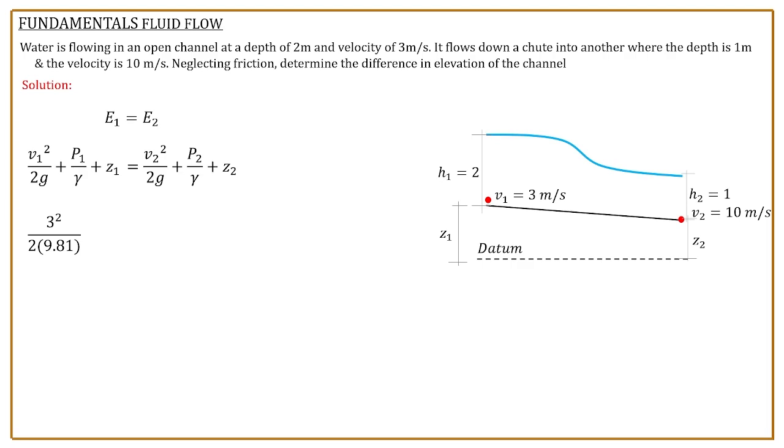Going back to our fluid mechanics, that is gamma H, gamma times 2, that is our H1, over the gamma, plus elevation head Z1 equals 10 squared divided by 2 times 9.81 plus our pressure head gamma times 1 over the gamma plus Z2. The gamma will be cancelled since that is water. Please get the difference of our elevation, so Z1 minus Z2.